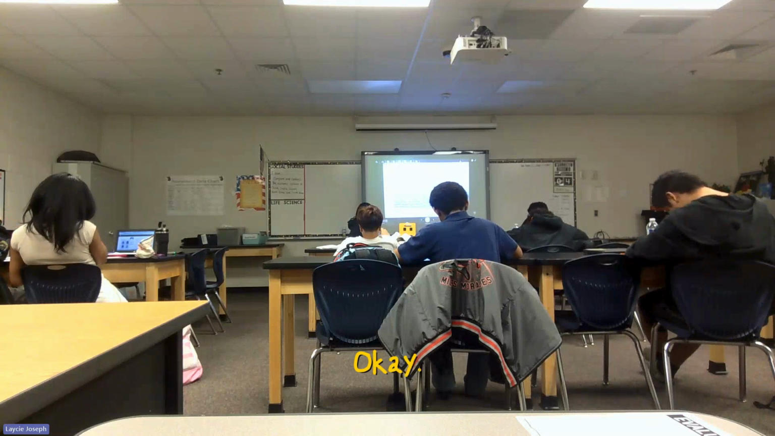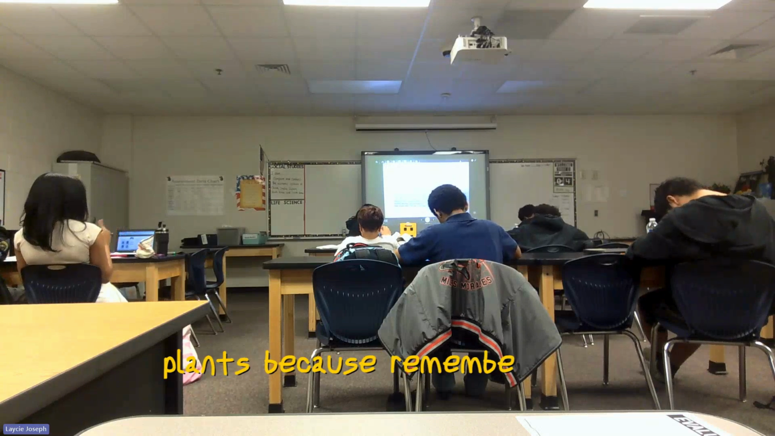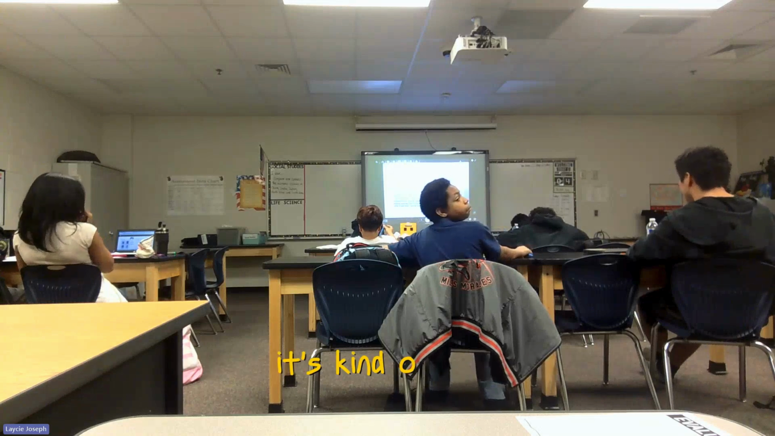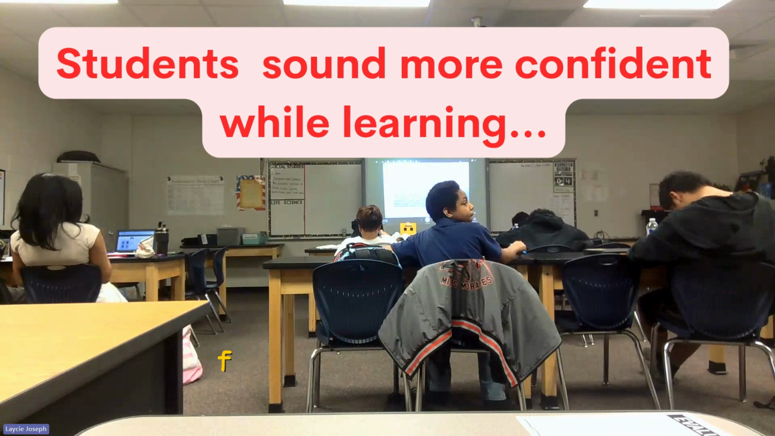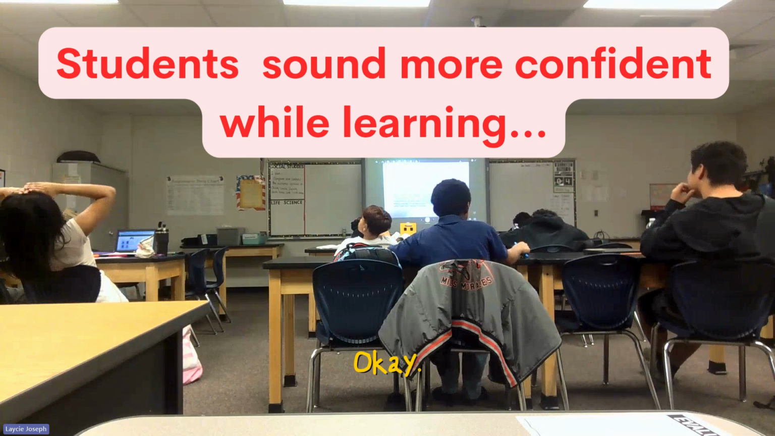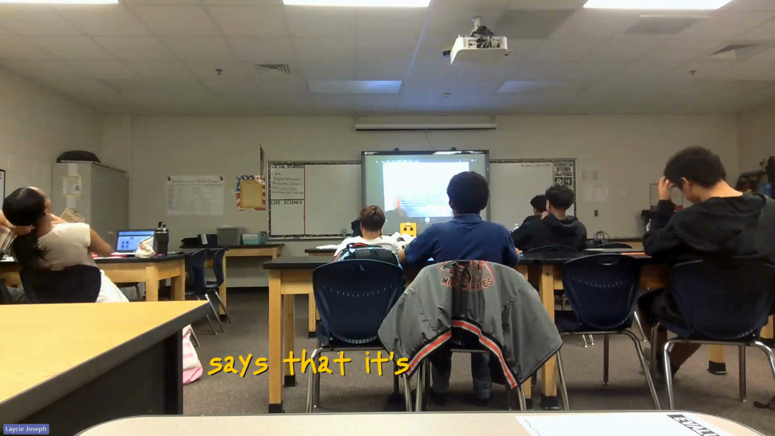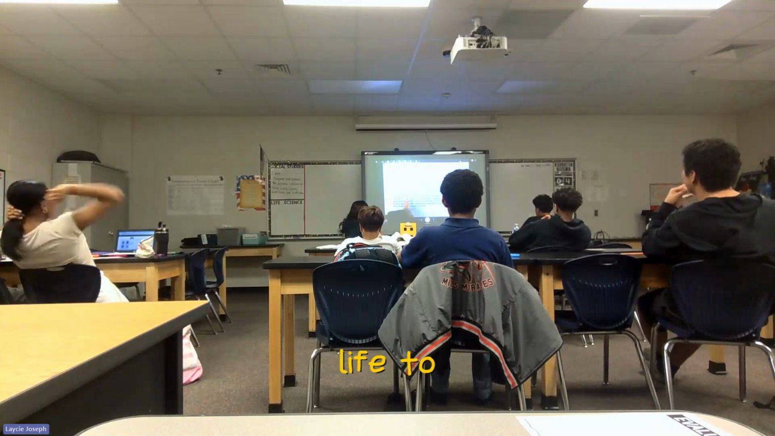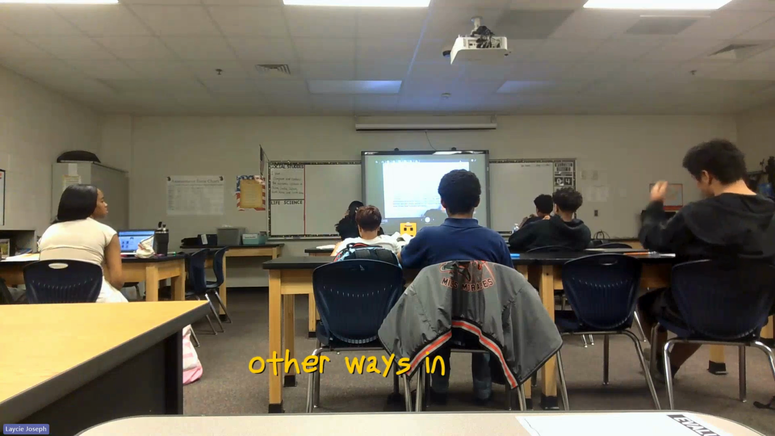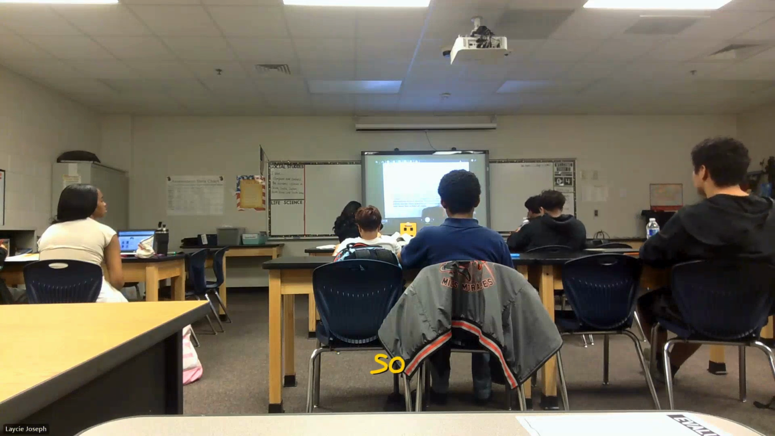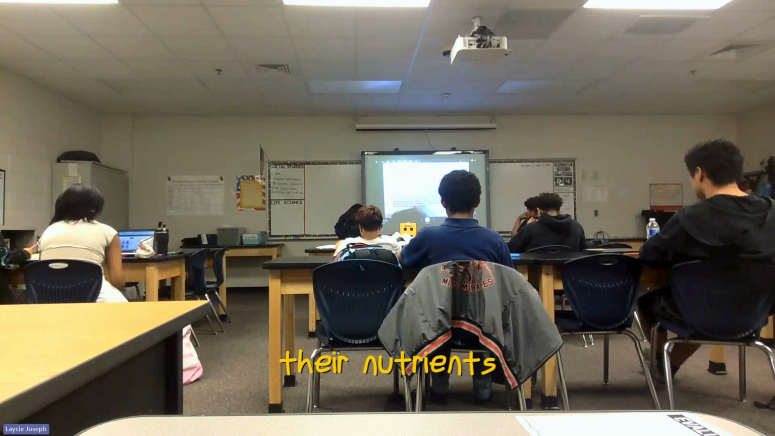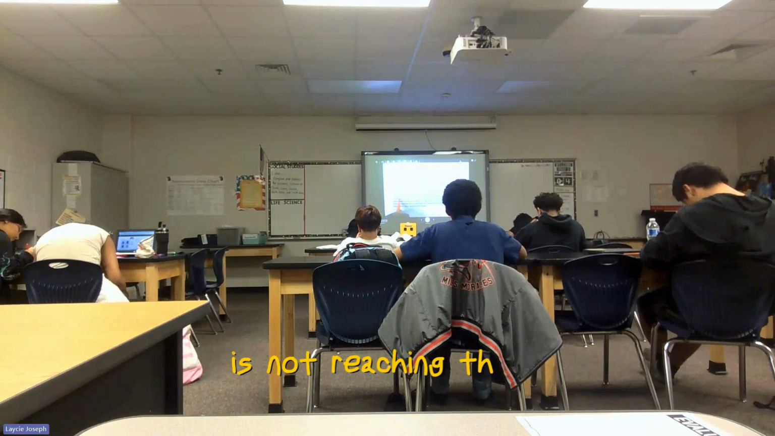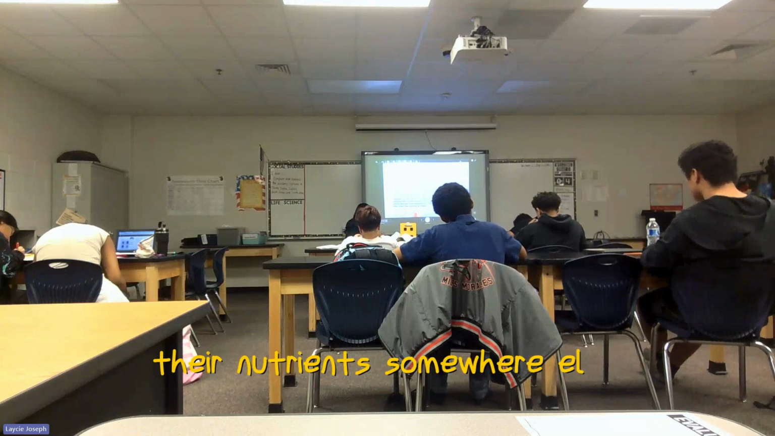Okay, yeah, so it can't get to the bottom plants, because remember when I said before that it has a canopy? Or it's densely packed together, so the trees that are taller are preventing the sunlight from getting down to the short ones. Okay, very good. So it's preventing much of the sunlight from reaching the ground and causes many of the vegetative life to obtain nutrients in other ways instead of at the roots. We know that a lot of plants get their nutrients through their roots, right? Because the sunlight is not reaching them, they have to obtain their nutrients somewhere else.